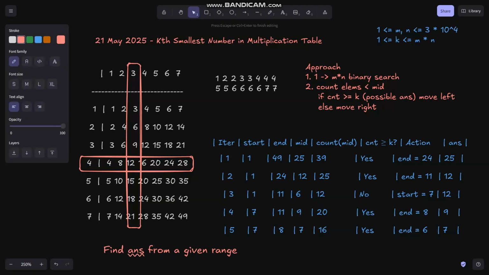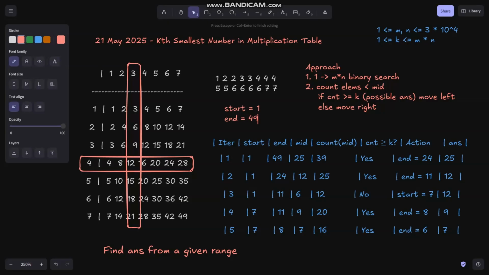Whenever this kind of range of answer is given and you see complexities like this, you have to think in the direction of binary search. You apply binary search from the least possible answer, that is 1, to the highest possible answer, that is 49, because with m into n there cannot be any element greater than 49 in our matrix, right? So this is the range and you have to apply binary search here. Okay, now you got the binary search.